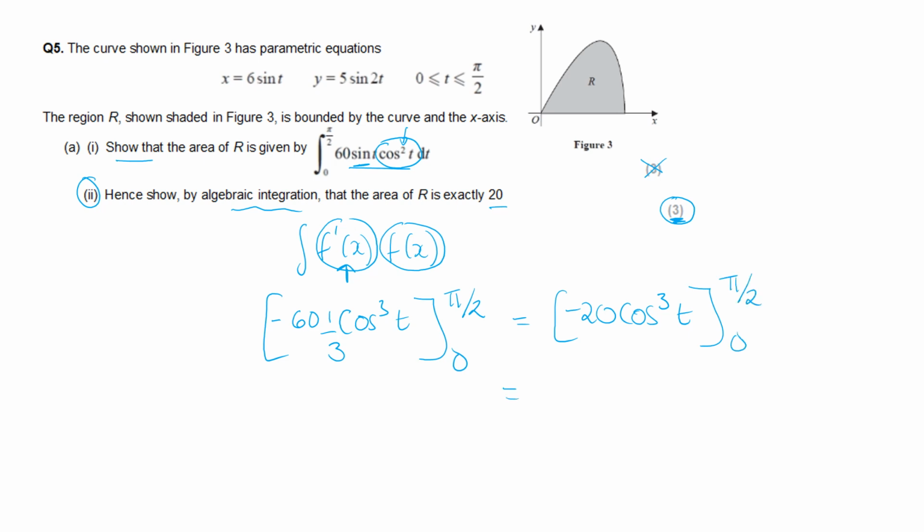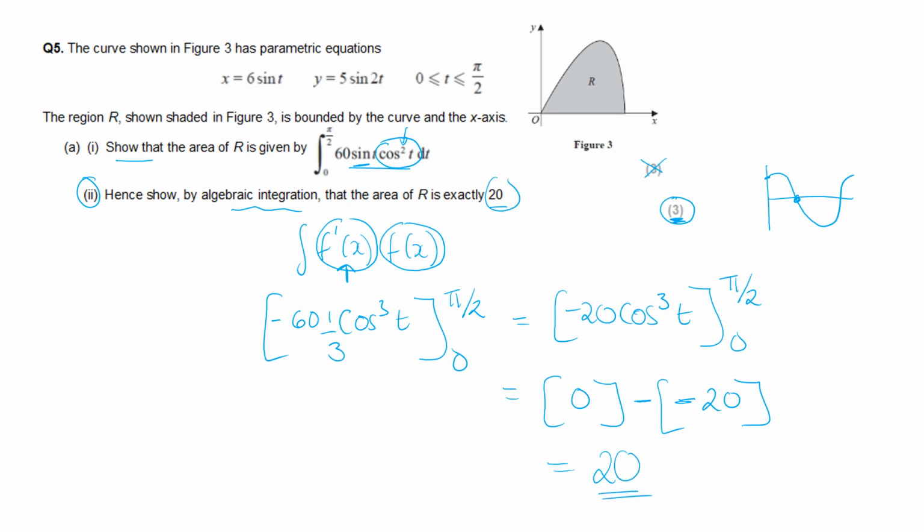So now we're feeding our limits. If you have a little think about your cos graph, when cos is 90, pi by 2, we get 0. So that is going to be 0 when we put in our first limit, and then when the angle is 0, the cos of 0 is 1, so that will be minus 20, and then we'll have minus and a minus, and that will give us the 20 that we want.